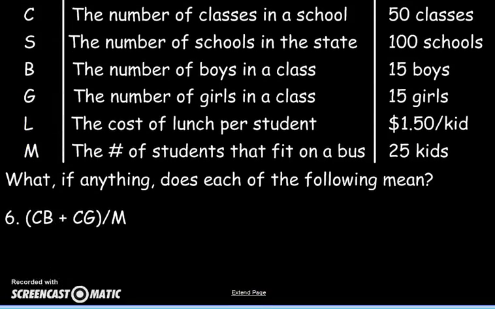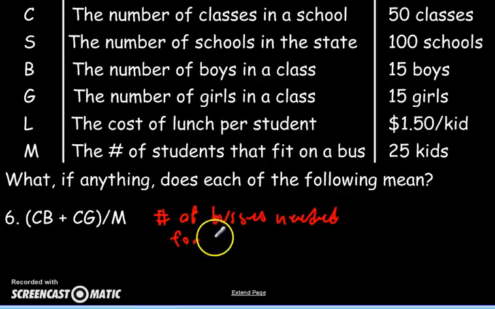Alright, in this case, this is the total number of boys in the school plus the total number of girls in the school, or the total number of children in the school, divided by the number of kids that fit on a bus. So this would represent the number of buses needed for one school. This is all of the students divided up onto some number of buses.